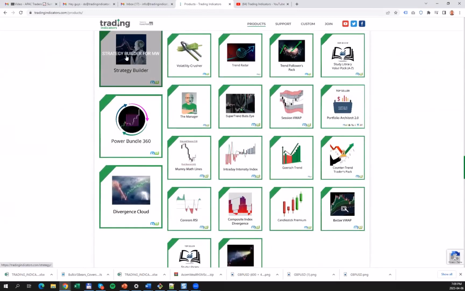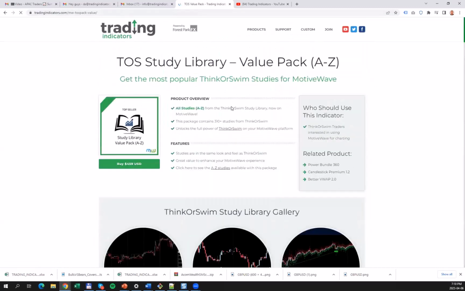And in here, you will see an indicator called the Study Library Value Pack. This is basically our ThinkOrSwim pack. So the TOS value pack, you can see it here. Simply click on it, and this will then bring you to the TOS study library.